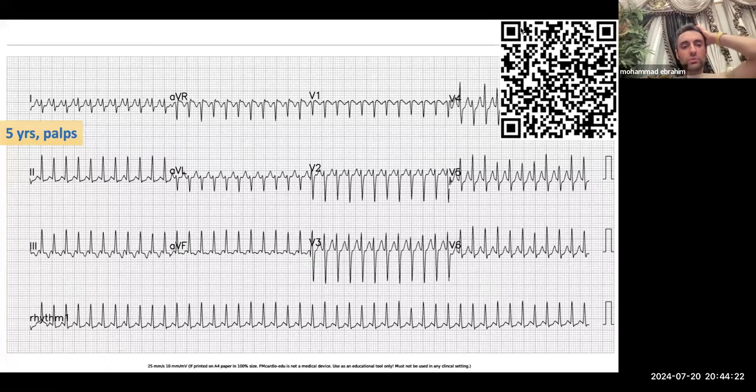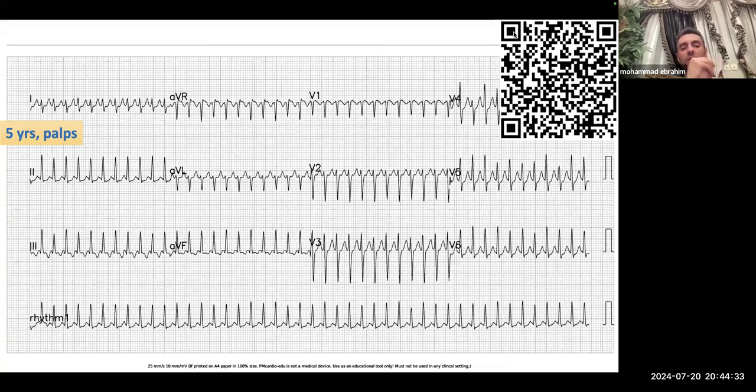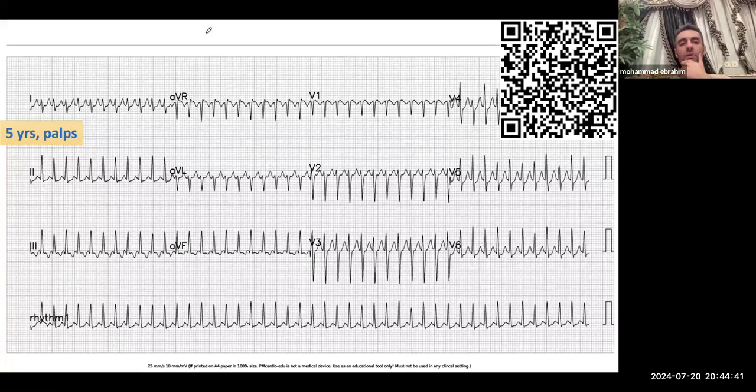So in case 2, a 5 years old with palpitation. This is the ECG. So what do you guys think? Like we said, there is tachycardia, then you have to ask yourself, is it narrow complex or wide complex? If it's narrow, then look at the P waves. So what do you guys think? Okay, Hiba is saying SVT.